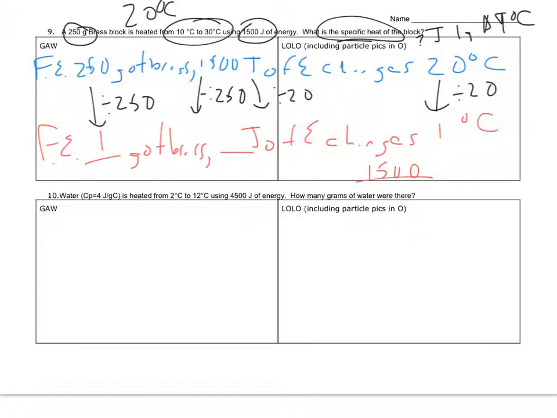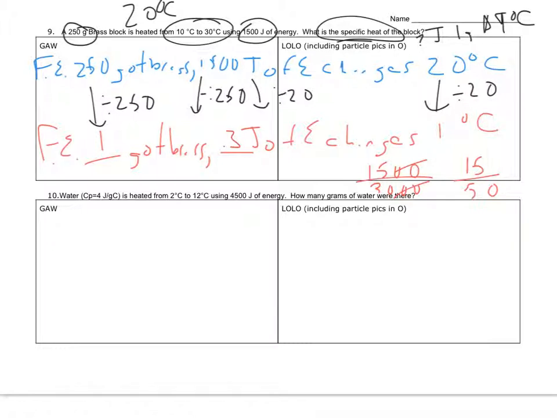1,500 divided by 5,000 is the same thing as, well, let's just get rid of 2 zeros. 15 over 50, and that would be 30 over 100, which would make this 0.3 joules.